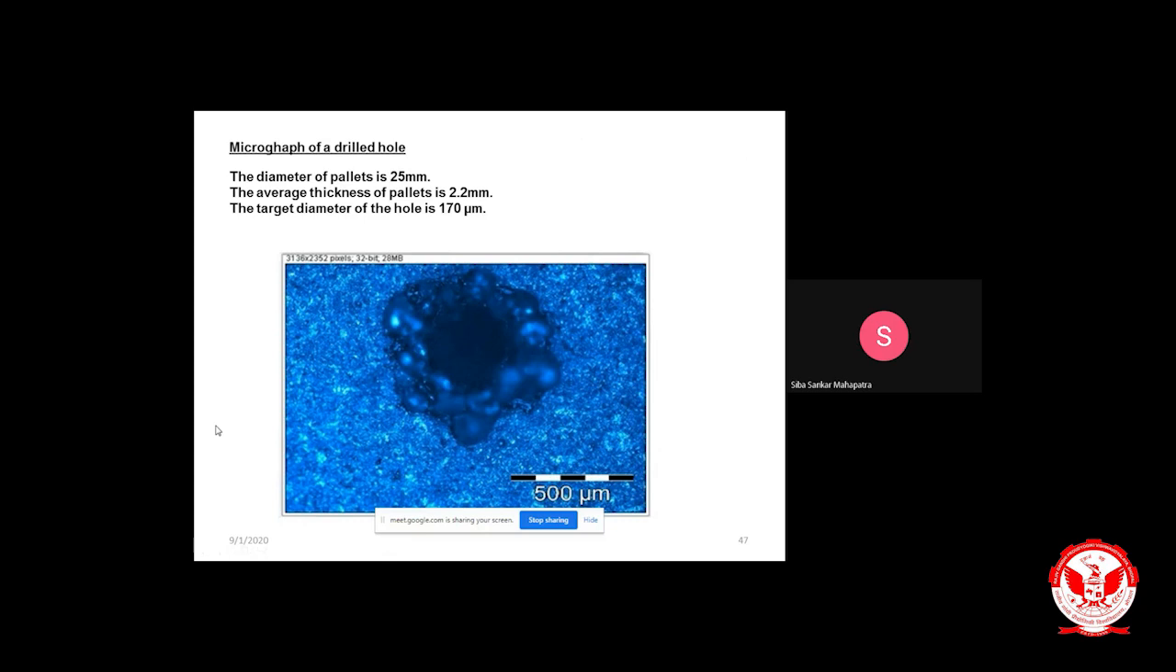This composite was made using the powder metallurgy route. The average diameter of the pellets that go into the powder metallurgy route was 25 mm, and the average thickness of the pellet is 2.2 mm. Basically, we intend to make a hole of 170 micron. This is how the laser drilling was conducted. Then a photograph, a micrograph, is taken.